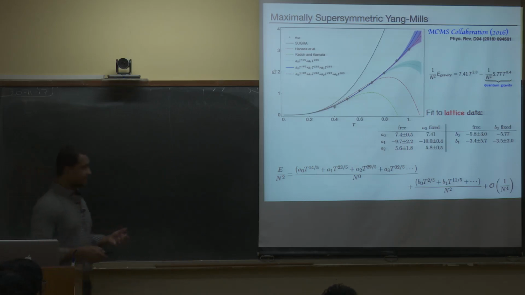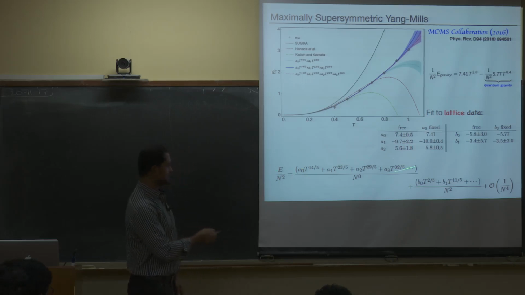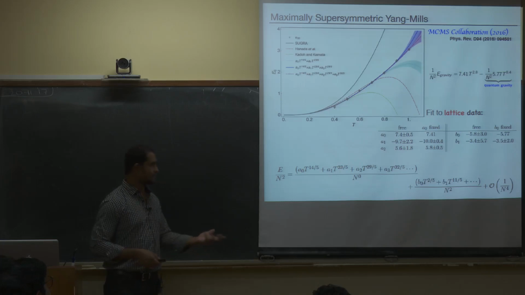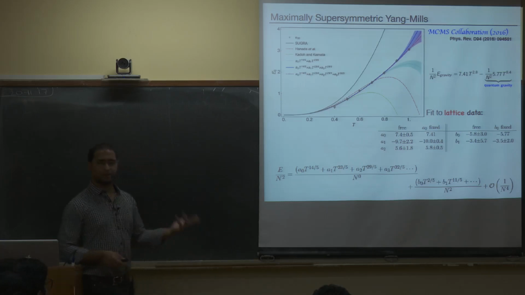From the gravity side we have this relationship. In general we can write down the free energy like this, as a series expansion. Temperature comes with certain powers, and these powers can be obtained through some scaling. Then the question is about the coefficients. How can we get the coefficients? From supergravity we can get this coefficient A0, which is 7.41 something.